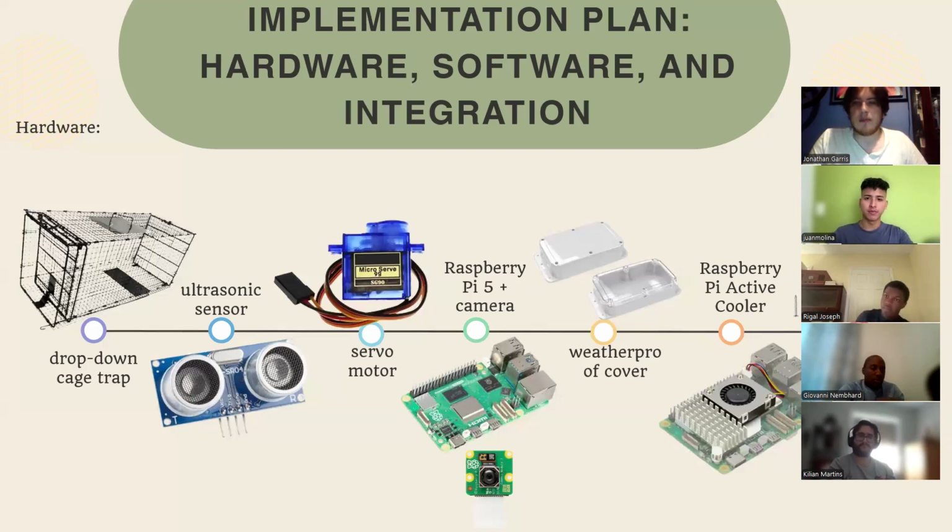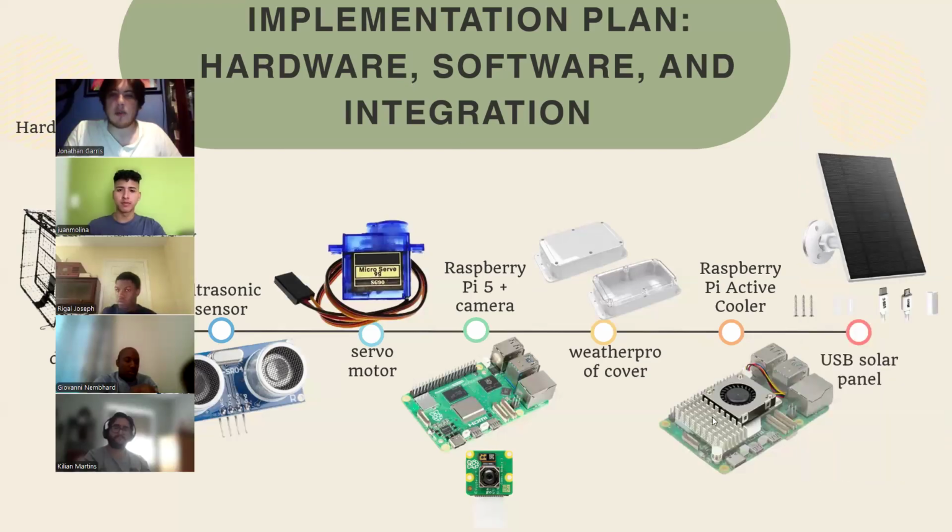And as we see here, we have some extra components. We have a weatherproof case that will protect the electronics and ensure that they don't get damaged from rain or the random sprinkler. We're also looking to add a cooling system, just to ensure that the heat doesn't affect the electronics in any way. And we have a USB solar panel. We also plan to implement a battery pack as our power supply system, so that it has two sources of power.